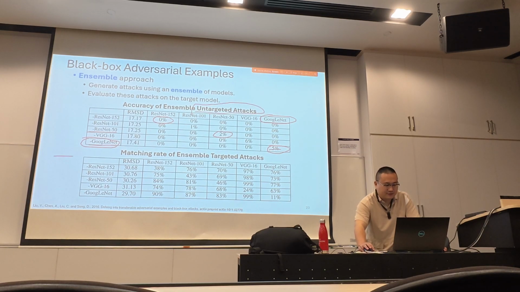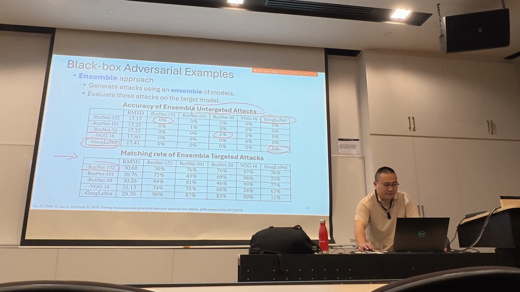And also, for the targeted attacks, we can see a big increase. For example, let's see the first row. The ensemble contains all the other models except for 152. And then we can see that the success rate for targeted attack is almost 40%. So very high for targeted attacks.